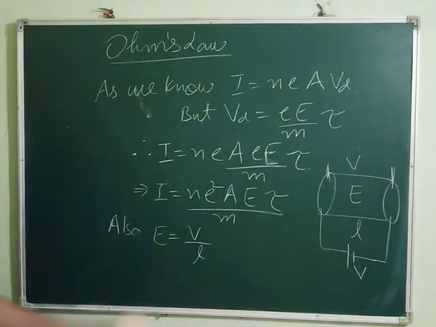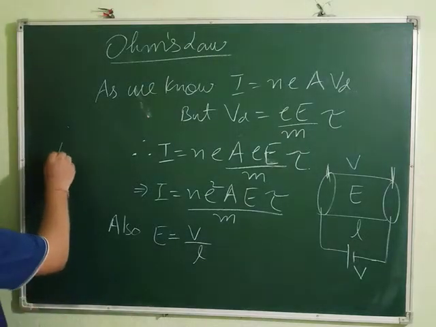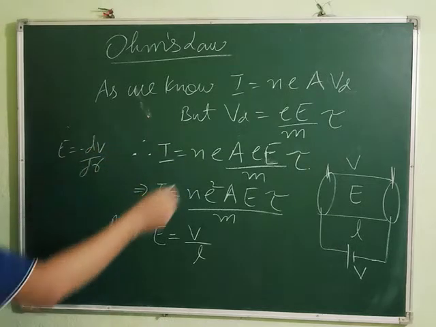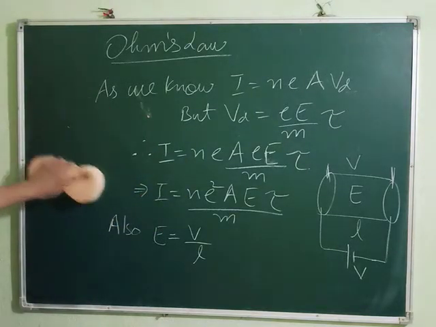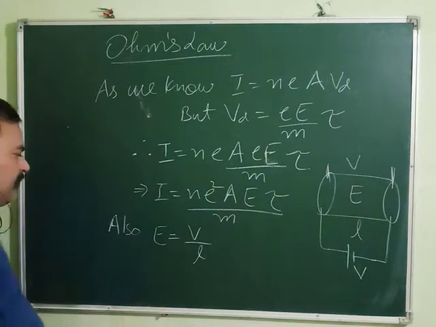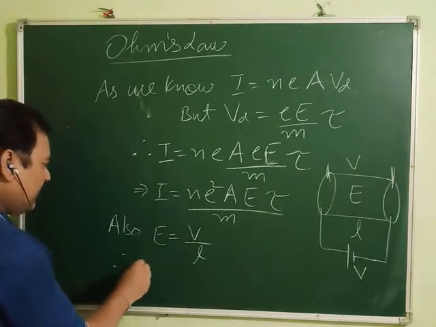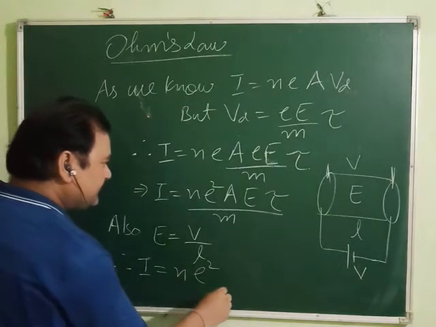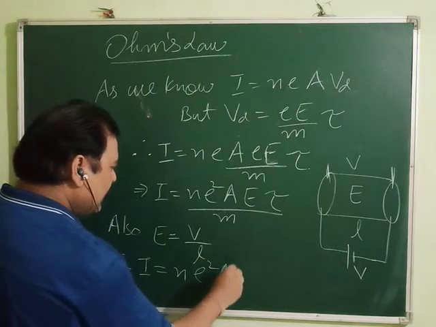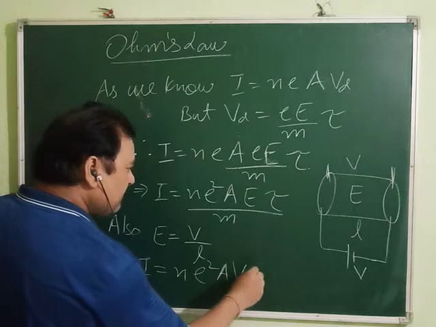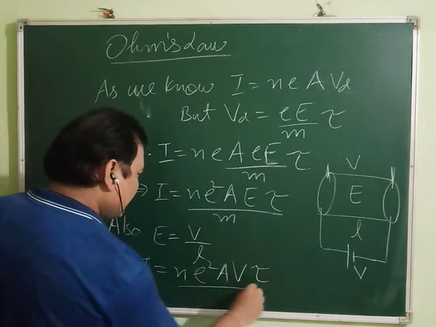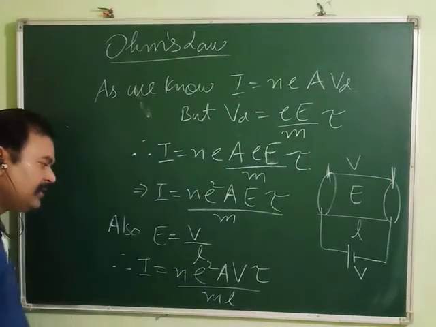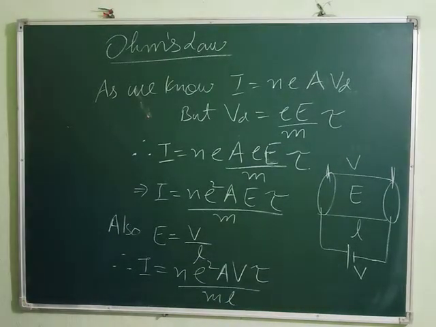That is the electric field, and we got it from the relation E is equal to minus dV by dr. Therefore, what will be the value of I? I is equal to N E square A V, where this V is the potential difference, upon m into L. This L will go here. So this is the expression which we have got.